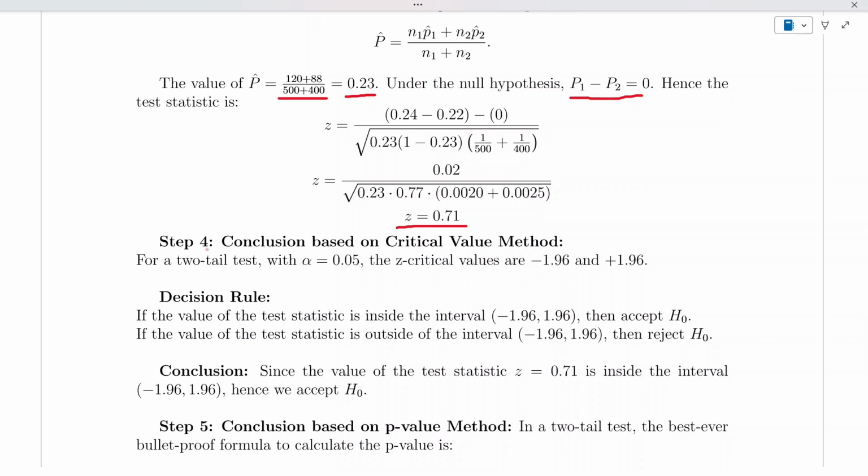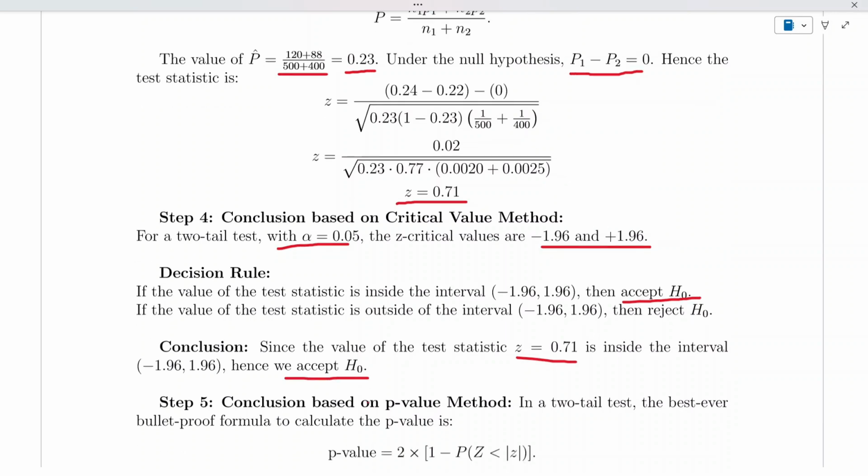Step 4, we'll draw a conclusion based on the critical value method. For a two-tailed test with alpha equal to 0.05, the z-critical values are minus 1.96 and plus 1.96. Decision rule. If the value of the test statistic is inside the interval minus 1.96 to plus 1.96, then we accept H0. If the value of the test statistic is outside of the interval minus 1.96 to plus 1.96, then we reject H0. Conclusion. Since the value of the test statistic 0.71 is inside the interval minus 1.96 to plus 1.96, hence we accept H0.